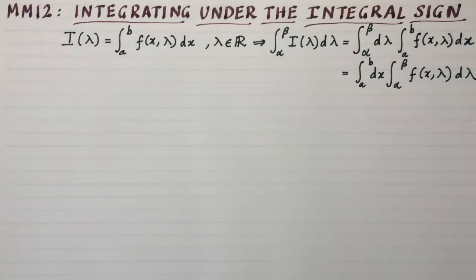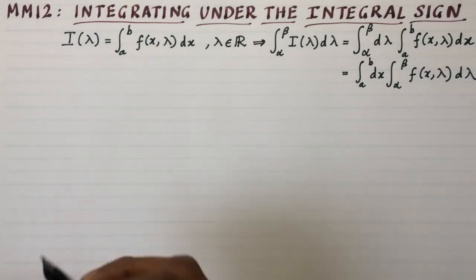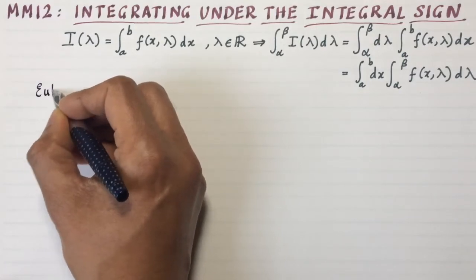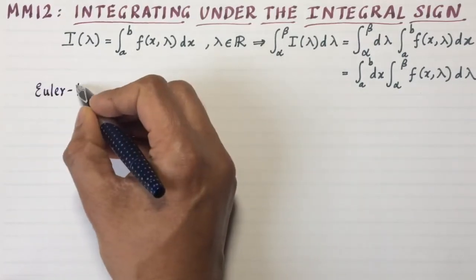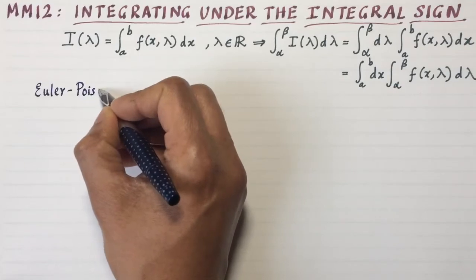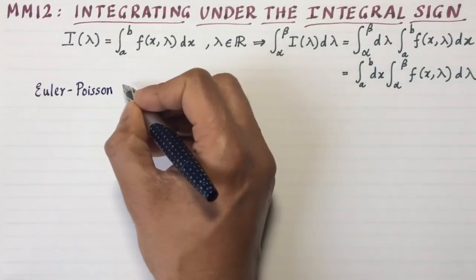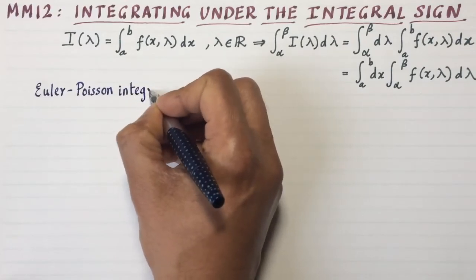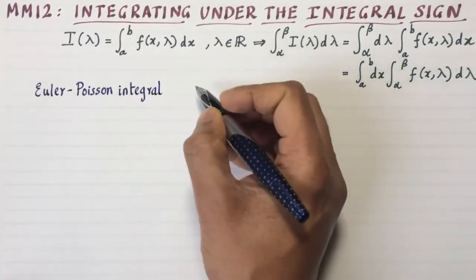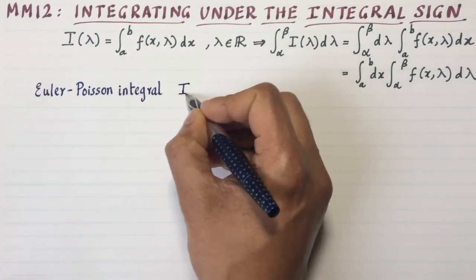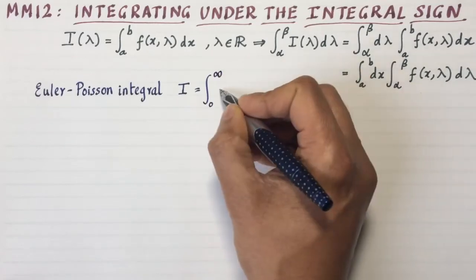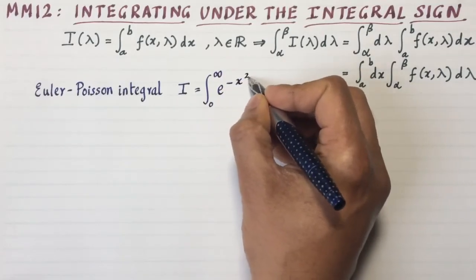It's a very useful way of evaluating certain integrals, such as the famous integral in mathematical physics known as the Euler Poisson integral. And the Euler Poisson integral has got applications in almost every branch of engineering, physics, and every other subject, including mathematics itself. So the Euler Poisson integral is the following integral I, which is the integral from 0 to infinity of e to the minus x squared dx.